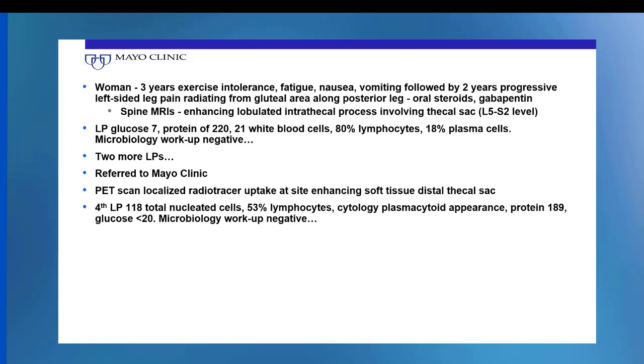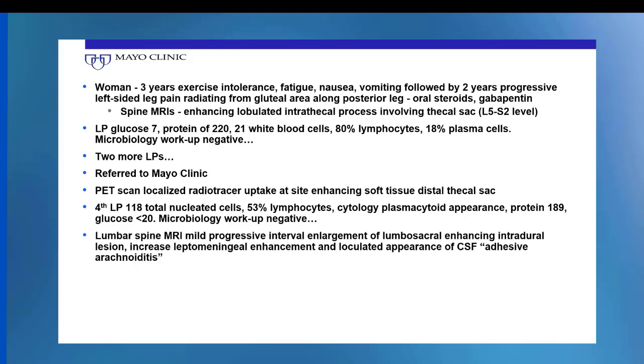So this is the fourth LP now, and that showed 118 total nucleated cells, 53% lymphocytes. The cytology showed a plasmacytoid appearance. The protein was elevated at 189. The glucose was less than 20. So again, really looking like an infection, but the microbiology workup was again negative. So this poor woman, right, going on for 3 years.